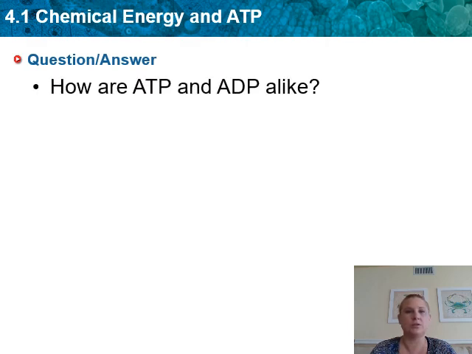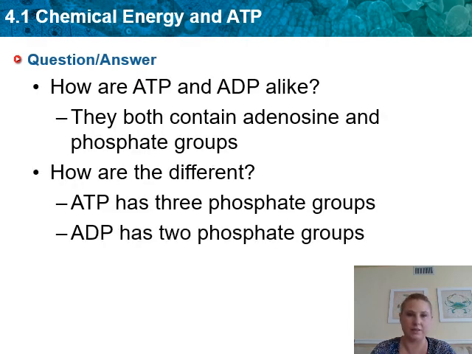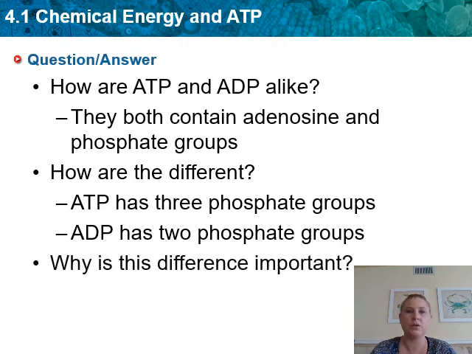Okay, so I've got some questions and some answers for you just about ADP and ATP. So basically we've got ATP and ADP, and we want to know how are they alike? Well, they both contain this thing called adenosine, which is a chemical, and they both contain phosphate groups. But how are they different? Well, ATP, the T stands for 3, so it's got 3 phosphate groups, and ADP, D stands for di, and it has 2 phosphate groups.